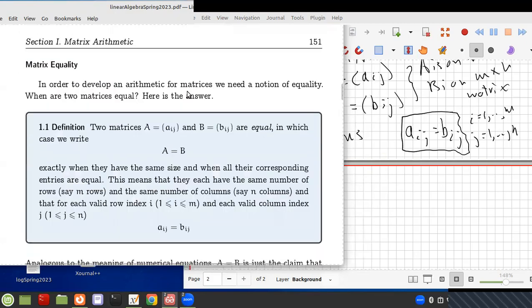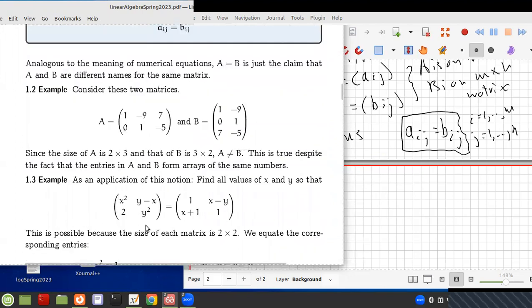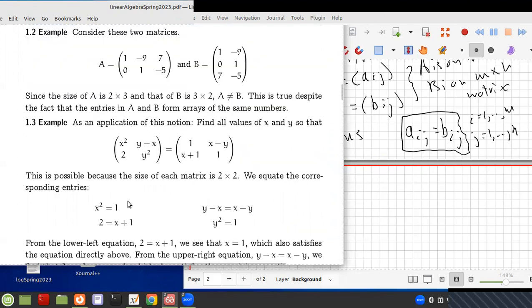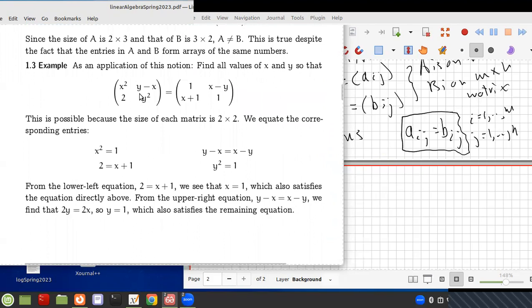And here's the definition of equality. If A is the matrix of entries Aij and B is the matrix of entries Bij, they're equal, and we write A equals B when this is true, and that just means they're the same matrix. Here's an example. If these are the same matrix, then x squared has to equal 1, y minus x has to equal x minus y, 2 equals x plus 1, and y squared equals 1. So this equality of matrices gives you 4 algebraic equations which you could solve for x and y. That's a case in which you would use this notation.